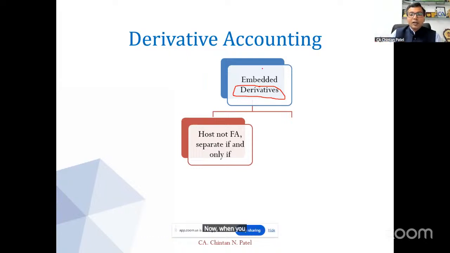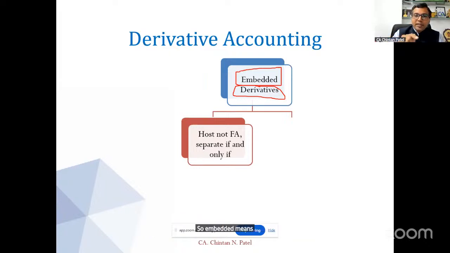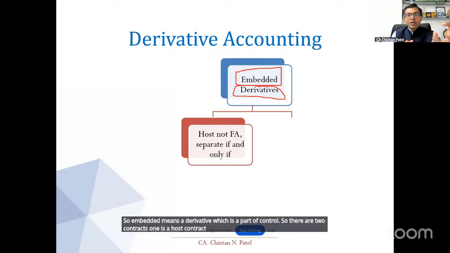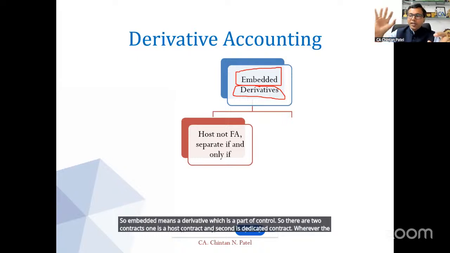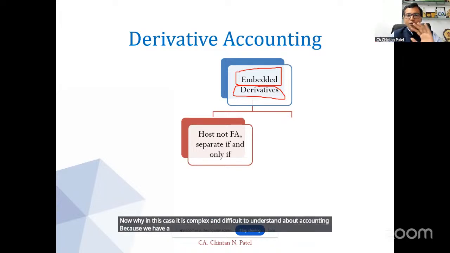Now, when you talk about an embedded derivative, the word embedded means a derivative contract, as we discussed earlier, which is embedded in the main contract, or which is part of a contract. So there are two contracts: one is the host contract and the second is the derivative contract. Wherever the derivative contract is covered as part of the main contract, it is called an embedded derivative. Why is the accounting complex and difficult to understand in that case? Because we have two contracts combined together in one.